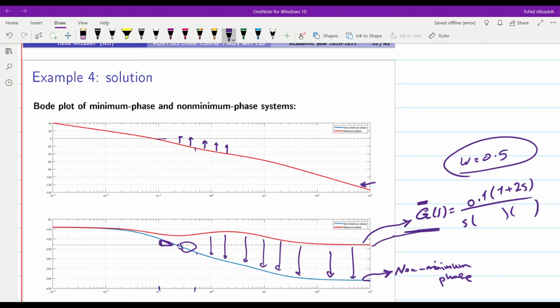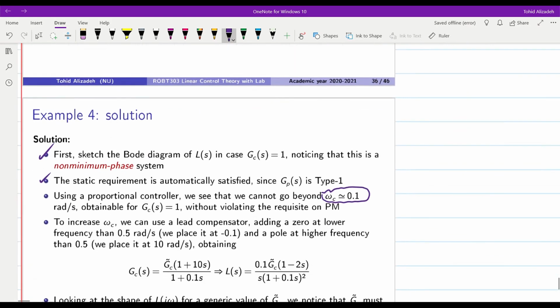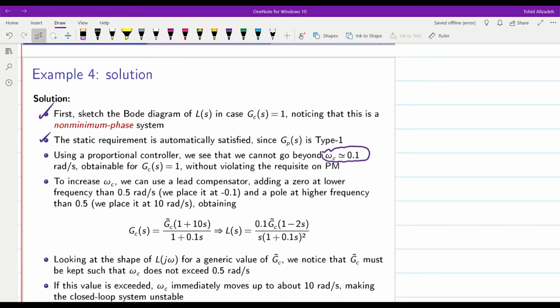If we go beyond this value, the phase margin will become smaller than 45 degrees, and the requirement is to have it at least 45 degrees. This means that using a proportional controller, we cannot increase the crossover frequency and have the phase margin as desired. Another option would be to increase omega c by using a lead compensator. So we use the lead compensator.